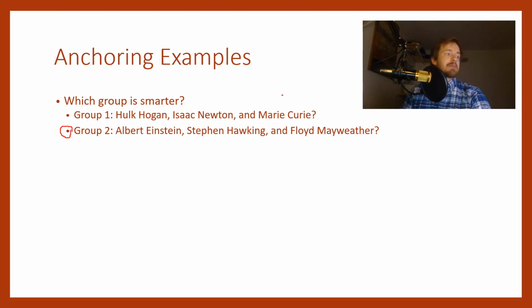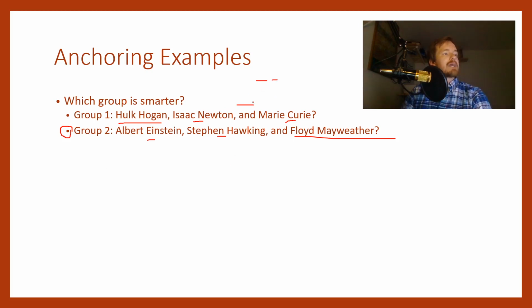When in fact, basically the only difference here is the way that it's presented. We know that Hulk Hogan, not known for his brains. We know that Floyd Mayweather, not known for his brains either. But we do know that Albert Einstein and Stephen Hawking are geniuses, or were geniuses, and same for Isaac Newton and for Marie Curie. So, what happens is that group 1, we immediately start out with Hulk Hogan. So we're starting out below average, and then we get Isaac Newton, which is above average, and we get Marie Curie, which is also above average.